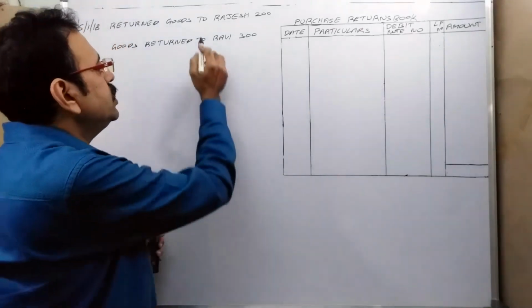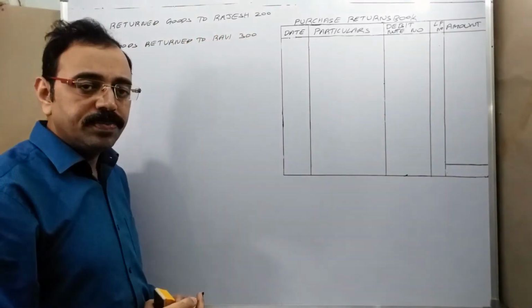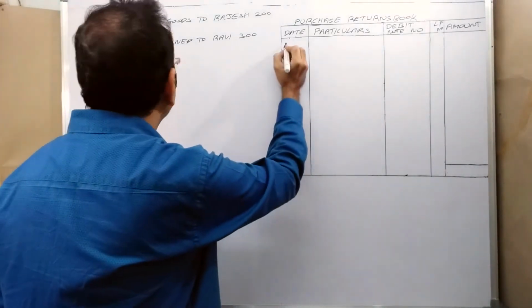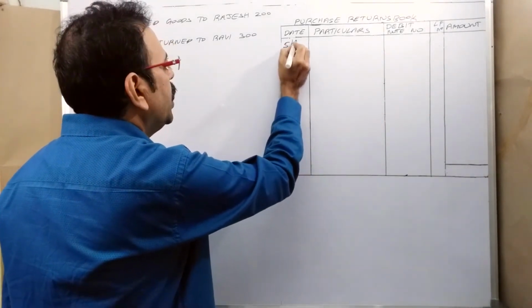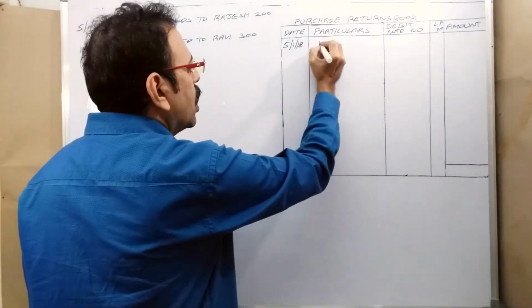Then see the first transaction. Returned goods to Rajesh. How should we record this? In the date column, write down the transaction date. Who is the supplier here? Rajesh.